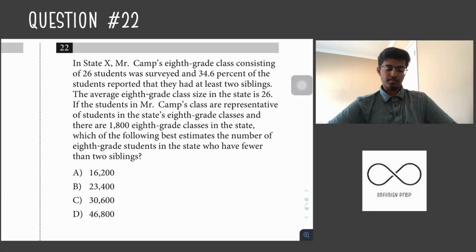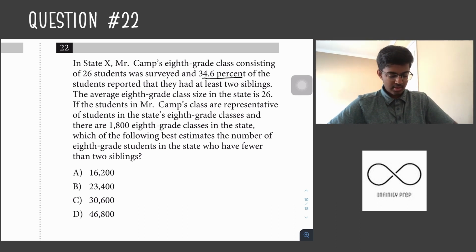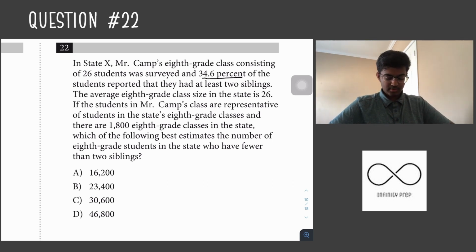Question number 22. In state X, Mr. Camp's 8th grade class consisting of 26 students was surveyed, and 34.6% of the students reported that they had at least 2 siblings. The average 8th grade class size in the state is 26. If the students in Mr. Camp's class are representative of the students in the state's 8th grade classes, and there are 1,800 8th grade classes in the state, which of the following best estimates the number of 8th grade students in the state who have fewer than 2 siblings?